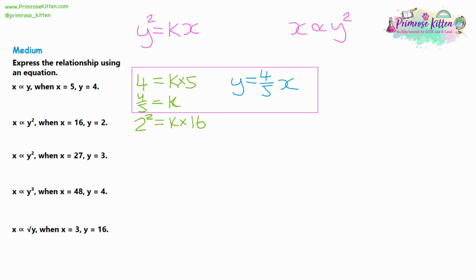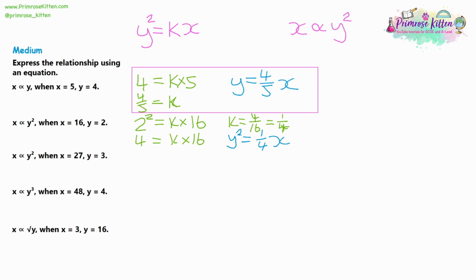Now, the first step I'll do here is that 2 squared is 4. So 4 equals k times 16, and then we want to divide both sides by 16. So k equals 4 over 16, and we can simplify that because both those numbers are in the 4 times table. So 4 divided by 4 is 1, and 16 divided by 4 is 4. So k is a quarter. Now we can substitute k into our equation. So y squared is a quarter of x.